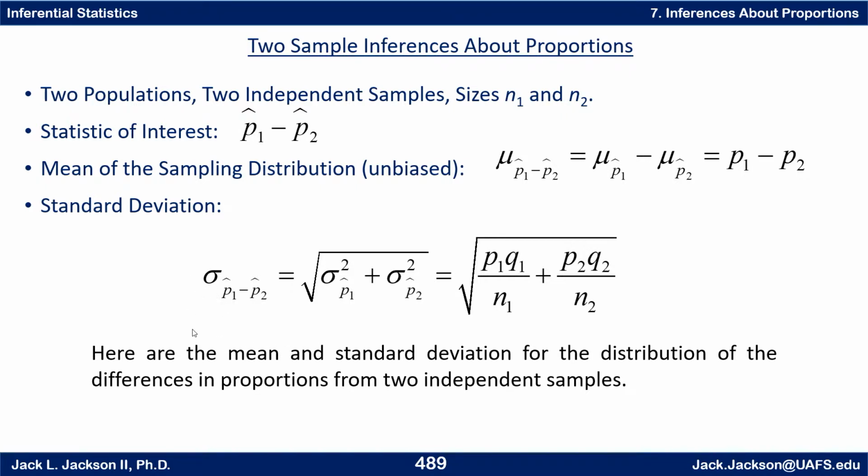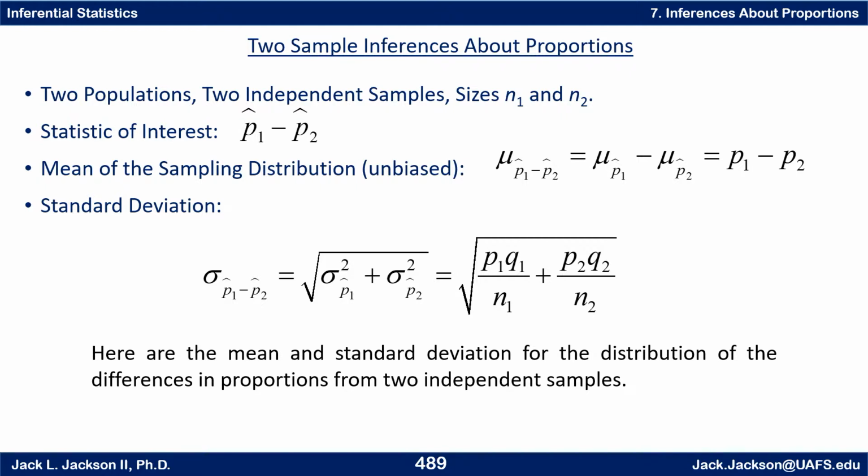And you may recall from our earlier work that if you have independent samples, the variance of a difference is the sum of the variances, so the standard deviation is the square root of the sum of the variances. So we find the variance for p1 hat plus the variance for p2 hat, add them up, and then square root. The variance for p1 hat is p1 times q1 divided by n1. The square root of that term would be the standard deviation; squaring it gets rid of the square root. We add that to the same thing for the second sample, p2 times q2 over n2. Those are the two variances. Add them up and square root the whole thing, and that gets us the standard deviation of the differences. So there's the mean and standard deviation for the distribution of differences in proportions from two independent samples.